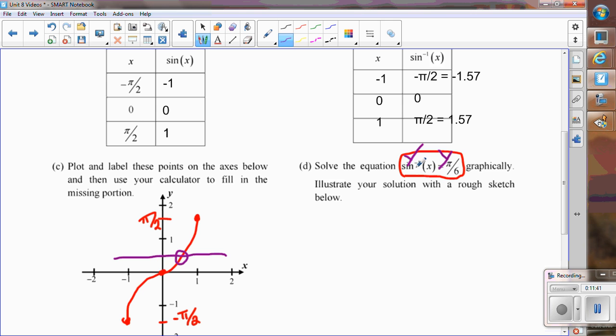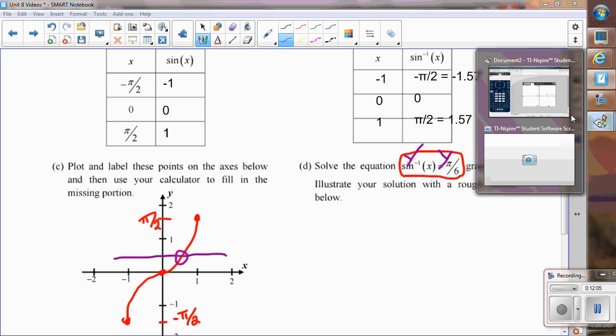It's really saying, where is this graph equal to pi over 6? What's the height of the graph, how far over are you when the height of the graph is pi over 6? Now, if you know the relationship between a graph and its inverse, you may be thinking along the right lines. But let's go and double check on the calculator.